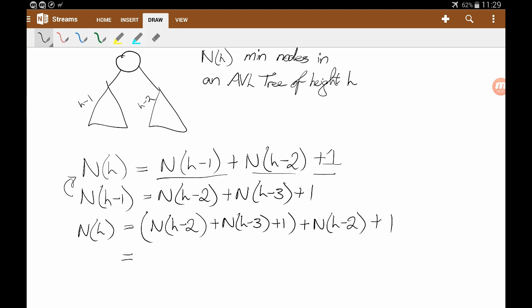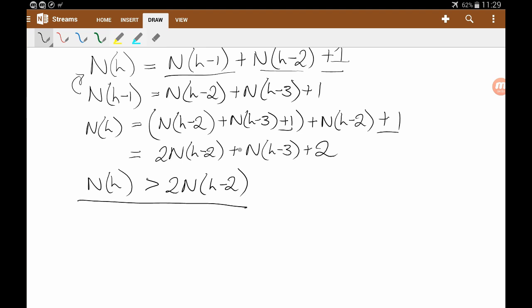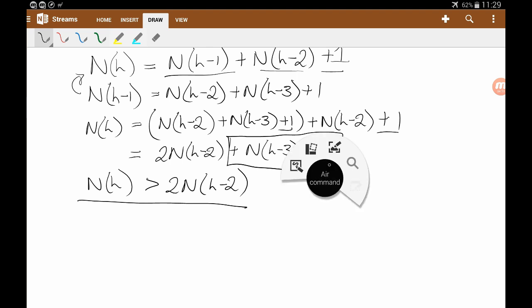So if we rearrange those things all a bit, we see that we get 2n_{h-2} plus n of h minus 3 plus 2. So we know then that n_h must be greater than 2n_{h-2}. We can get this relation because we know that this over here is going to be positive. We know that that over there is greater than 0. And so we're saying some number plus some other number. So if we get rid of that, we know that n_h is going to be greater than that. It's bounded below by that.